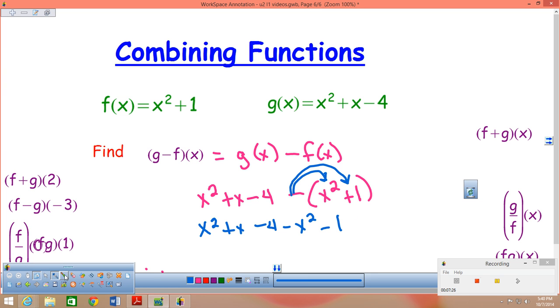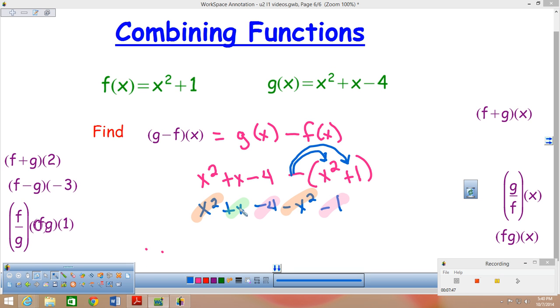Okay, like terms once again. Okay, I've got x squared here and I've got a minus x squared here. Plain old x. And a negative 4 and a negative 1. So combining like terms to simplify. X squared minus x squared, those have canceled each other out. I've got x. Negative 4 and negative 1 is negative 5, so this becomes minus 5.